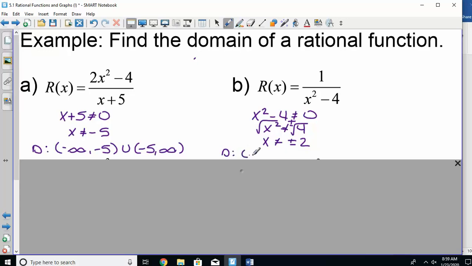In interval notation, it would be -infinity to -2, union -2 to +2, union 2 to infinity. It gets a little bit long, which is why in those cases, if it's more than one, I have let you just say x cannot be those things. So far, so good?